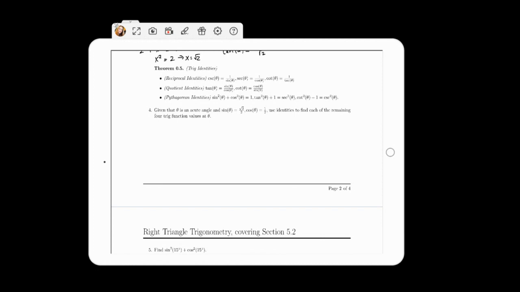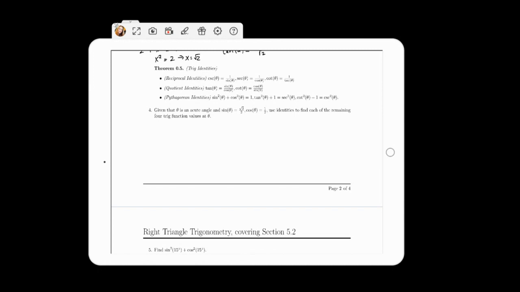So first we see the reciprocal identities, which I mentioned in the previous video. So cosecant is the reciprocal of sine, secant is the reciprocal of cosine, and cotangent is the reciprocal of tangent.